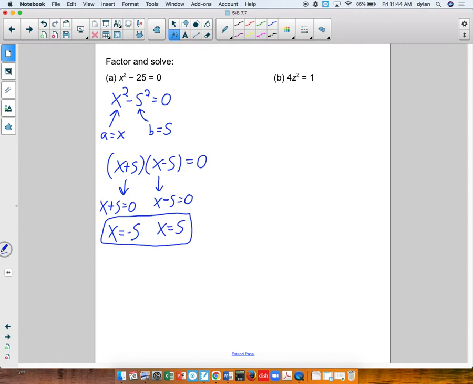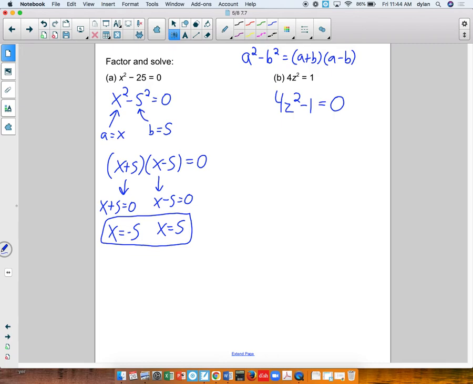Similarly, for the second one, the tricky part here was that you have to make it equal to 0 first, because that's what we always need to do with every single quadratic that we solve. So we would say 4z squared minus 1 equals 0. So now, in this case, it might be easiest to rewrite this in terms of perfect squares, because ultimately our goal is to find a squared minus b squared equals a plus b times a minus b.